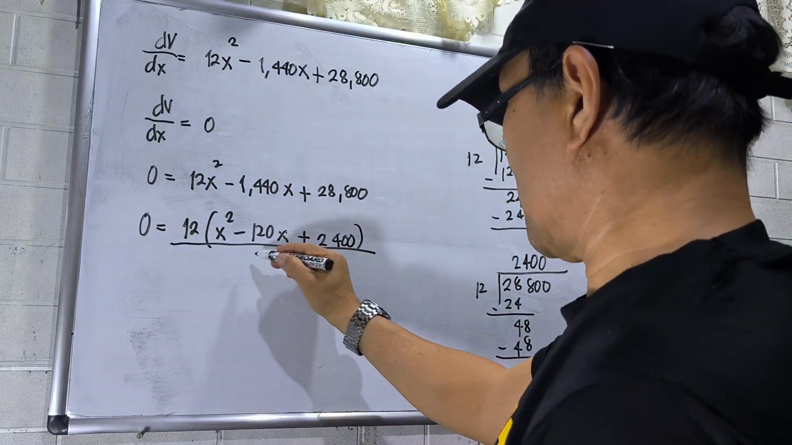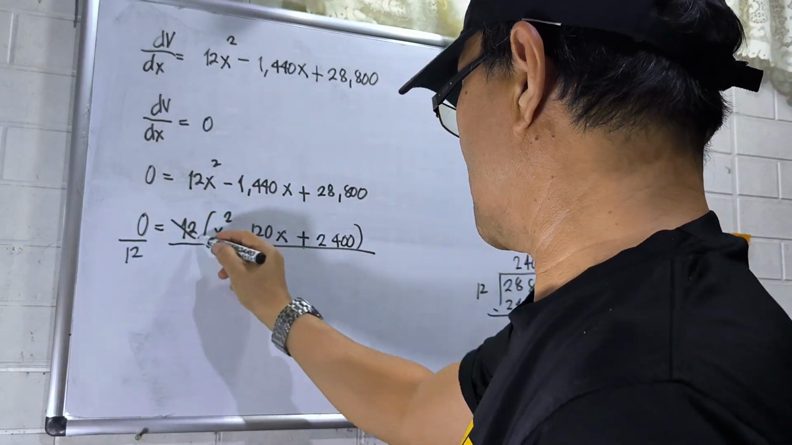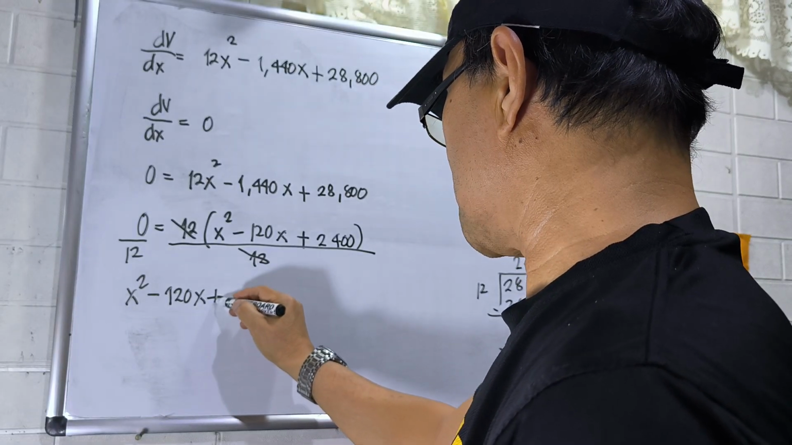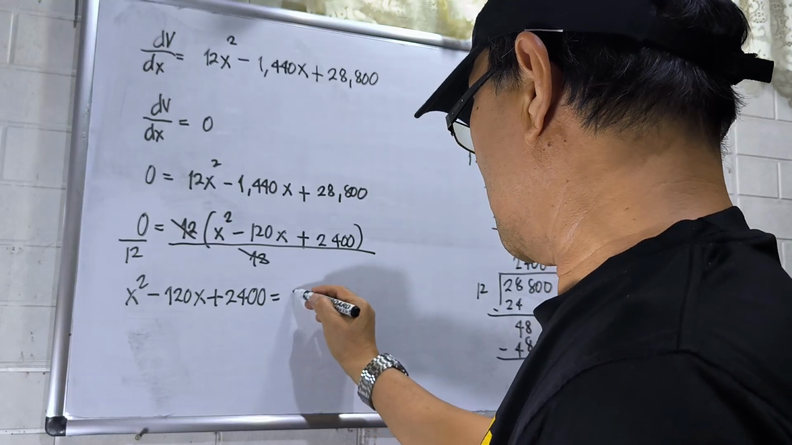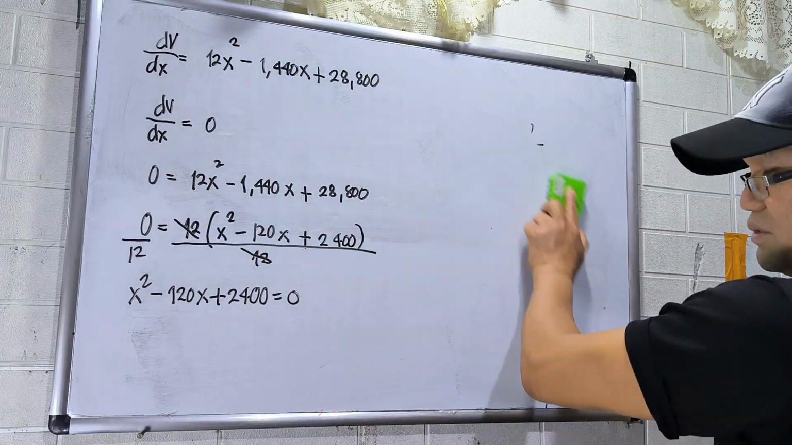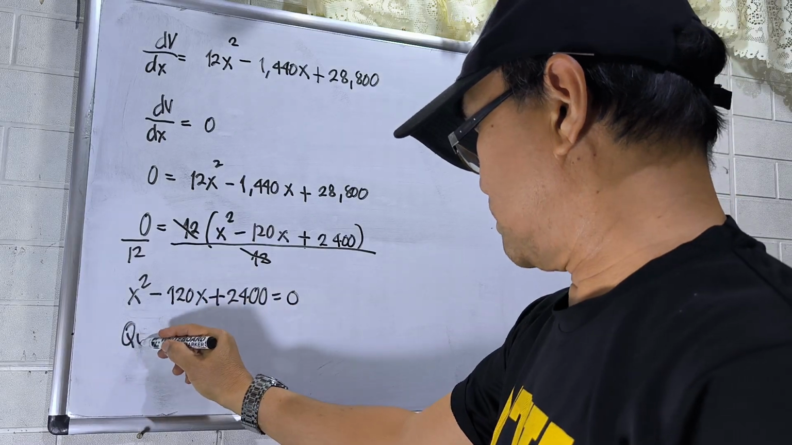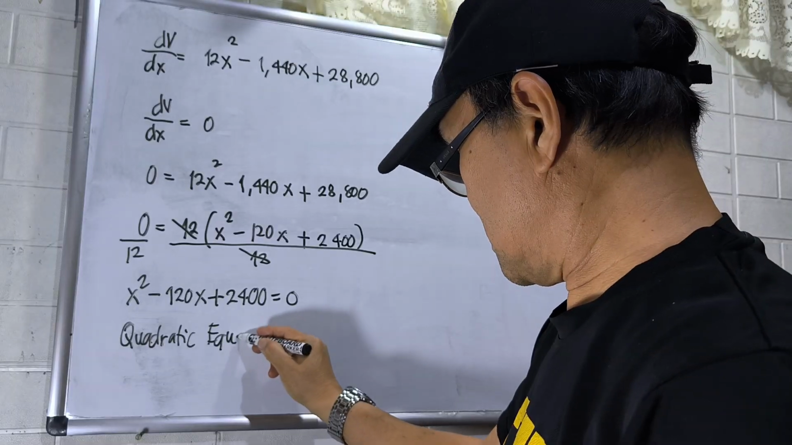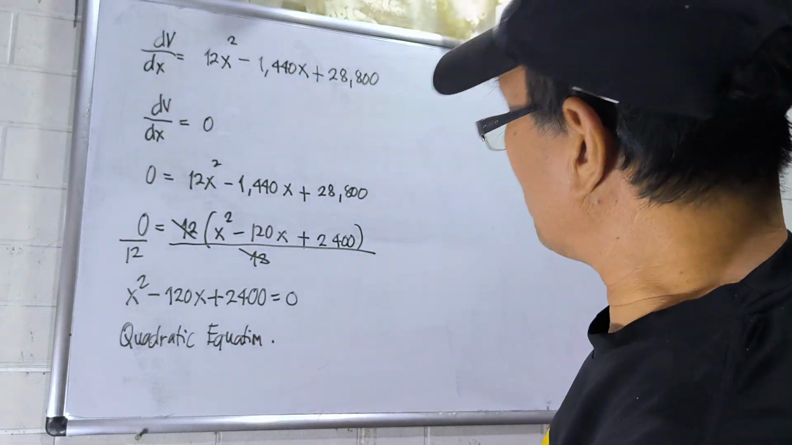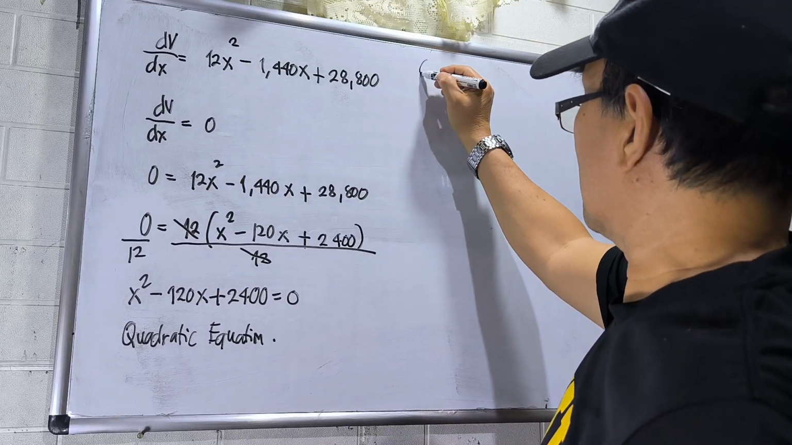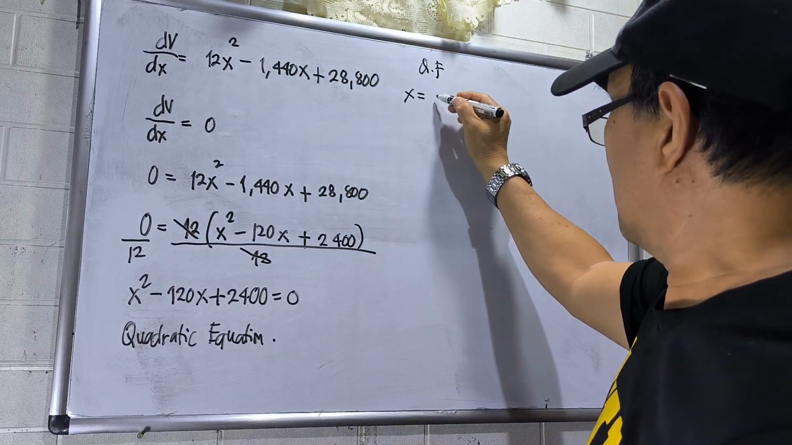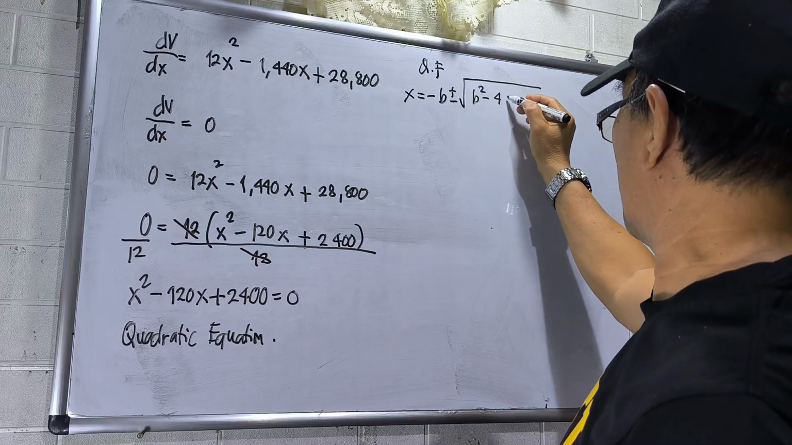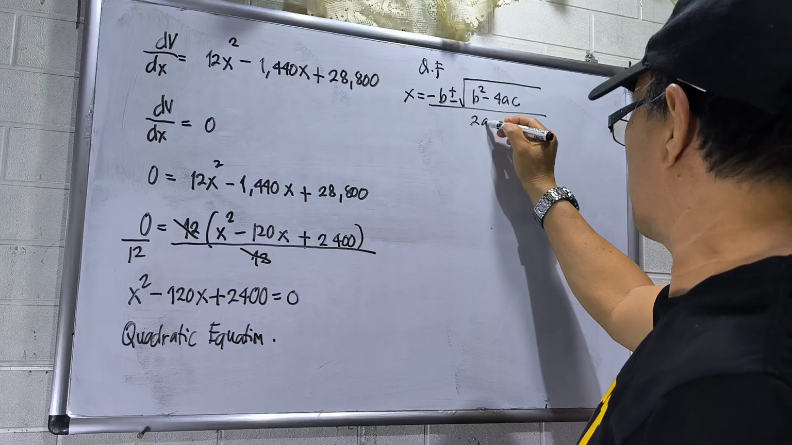So divide both sides by 12. I now have x squared minus 120x plus 2,400 equals 0. Take note, this is a quadratic equation, so I will use the quadratic formula. The quadratic formula is x equals negative b plus or minus the square root of b squared minus 4ac, all over 2a.